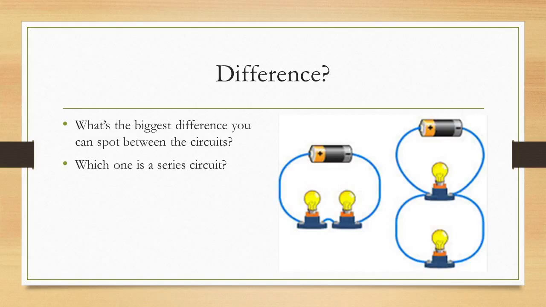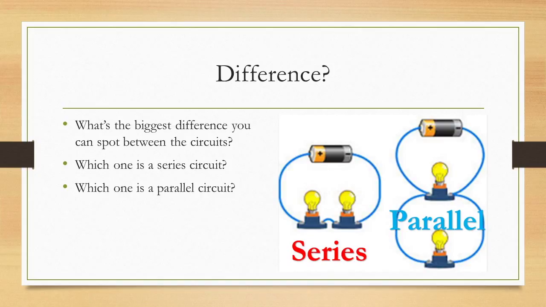So which one is a series circuit? Which one is a parallel circuit? So the answer is, this one is a series circuit, and this one is a parallel circuit. And you can tell based on the connection that there's only one loop in the series circuit, and then there are multiple paths that the electrons can go through in the parallel circuit.